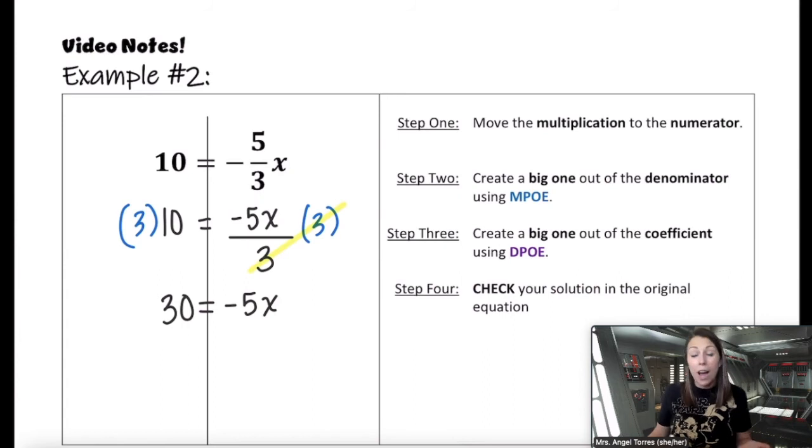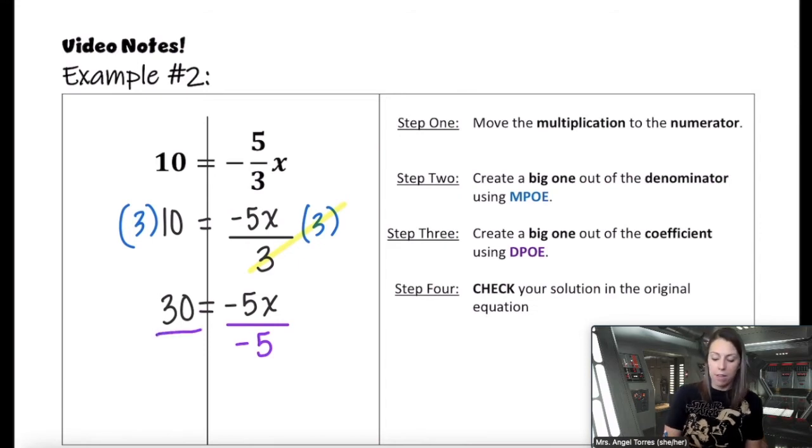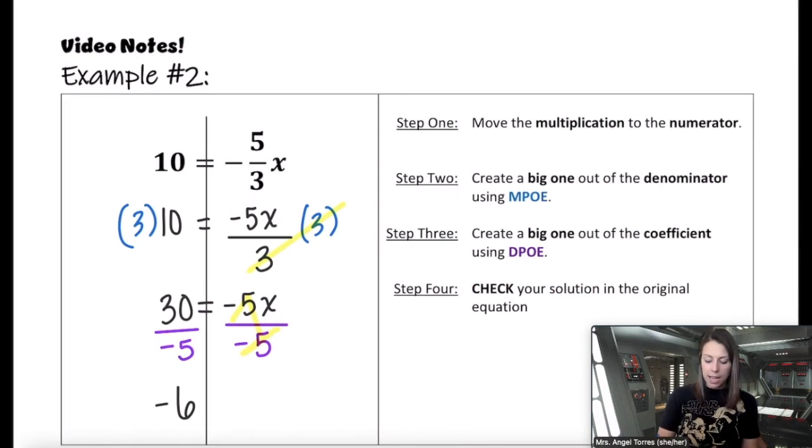Now that my fraction is gone, my quotient is gone, this is just divide and you're done. I'm going to use DPO to make a big 1 factor and divide both sides by negative 5 since I'm multiplying by negative 5. Negative 5 divided by negative 5, that's just another big 1. And 30 divided by negative 5 is negative 6. Now we can move on to step 4 and check our solution.